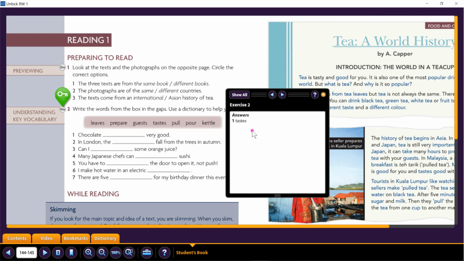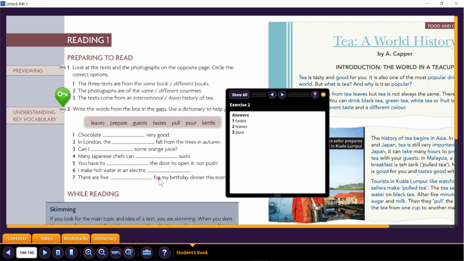What do you think? Chocolate tastes very, very good. Okay, number 2, in London, the what fall from the trees in autumn? What do you think? What fall from the trees in autumn? Leaves, leaves.